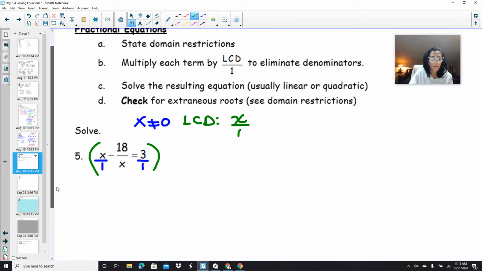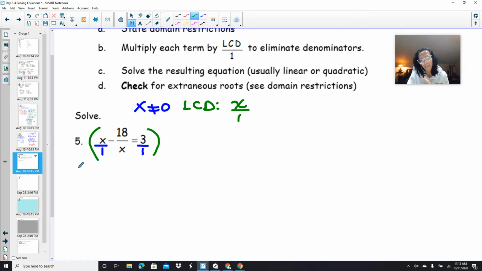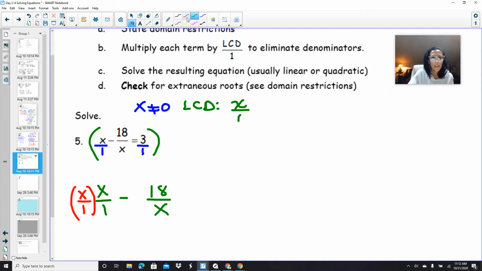Okay? What I like to do is rewrite it. If your math is messy, then it makes math even harder than it needs to be. All right, the neater you are, definitely the easier it is. So what I'm going to do is rewrite this. But next to each of these, I'm going to multiply the LCD over 1. So minus 18 over x. Again, yeah, it's a little bit of extra work, but I think it's important when you first start this to really slow it down anyway.